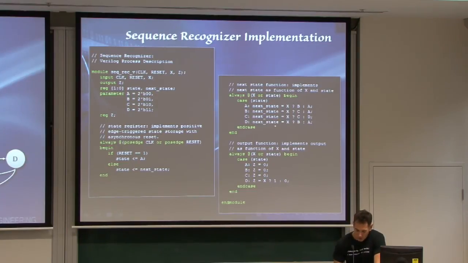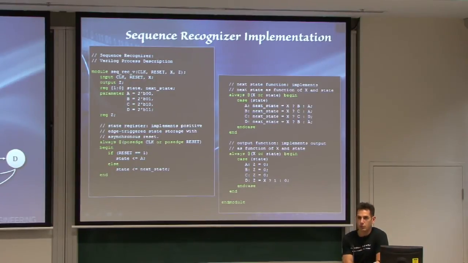Now both of them, because it's a Mealy machine, both the next state and the output are dependent on both the current state and the input X. Any change in one of them will then trigger a change in either the next state and in the output. So for example, if my input changes at any time, this will be executed and we'll say, well, what state am I currently in? If I'm in A, do this. If I'm in B, do this, and so on, C and D.